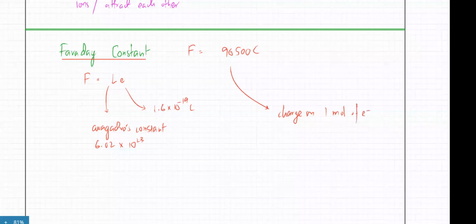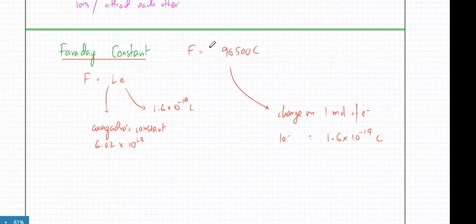So it's simply the charge on 1 mole of electrons. That's it. The charge on 1 electron is 1.6 times 10 to the power minus 19 coulombs. Sorry, is this a new topic? No, it's the same topic. It's just explaining what the Faraday constant is.